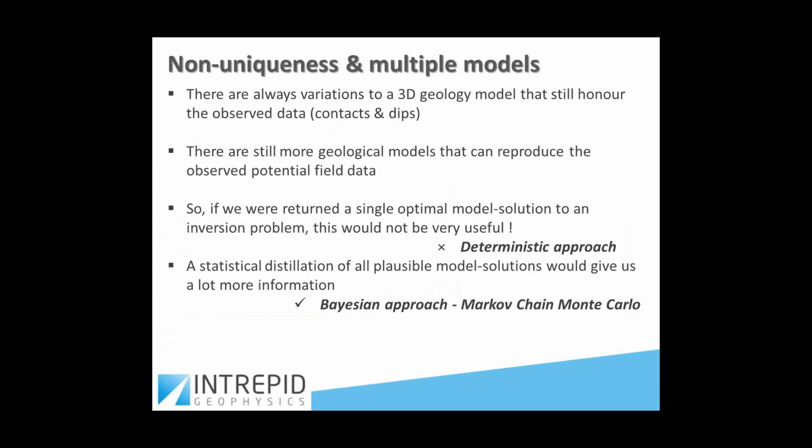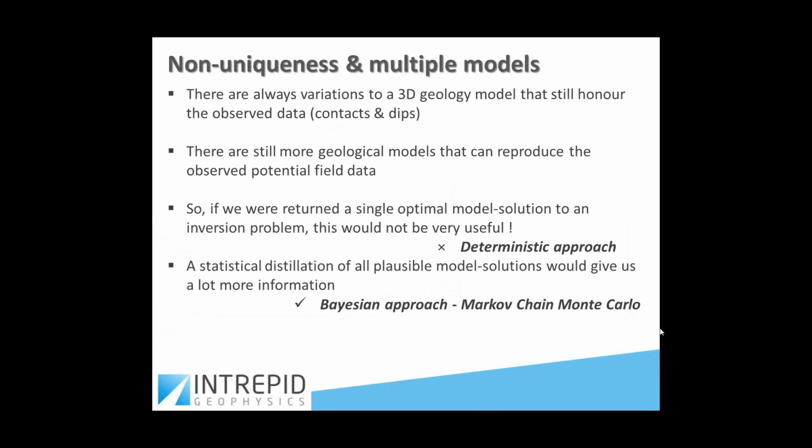And so if we're honest with ourselves as geologists, we know that we can always interpret our observed data in slightly different ways, and we know that there's always an error of margin to every dip and strike direction that we take. And so in the geology alone we can build the model in slightly different ways and still honour the data, but there are still more geological models that can reproduce the observed potential field data. And so if we were to return a single optimal model solution to an inversion problem, this actually wouldn't be very useful. This would be a deterministic approach.